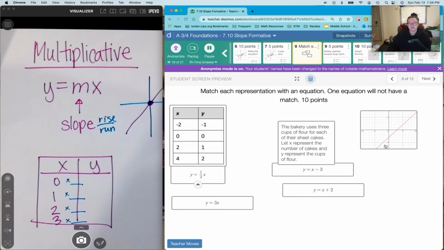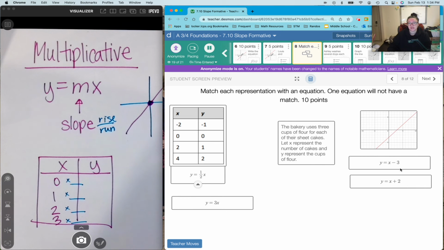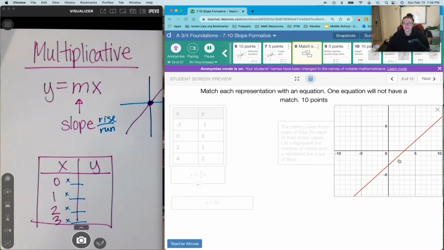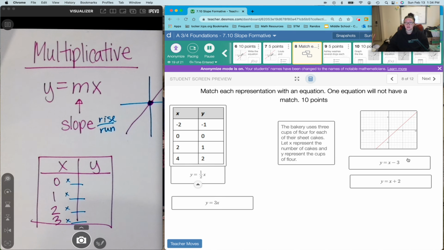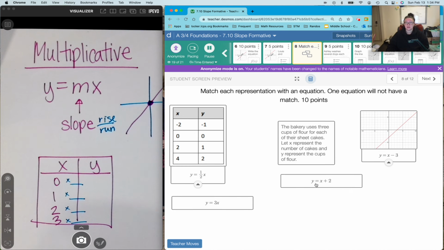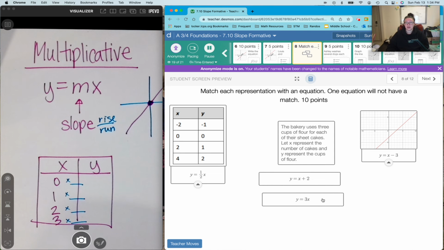This one I see is an additive relationship. So I've got it narrowed down to y equals x minus 3 or y equals x plus 2. Is my y-intercept above or below my origin? It's below my origin. So that means I should be subtracting. So I match that with y equals x minus 3. So then I've got it narrowed down here.